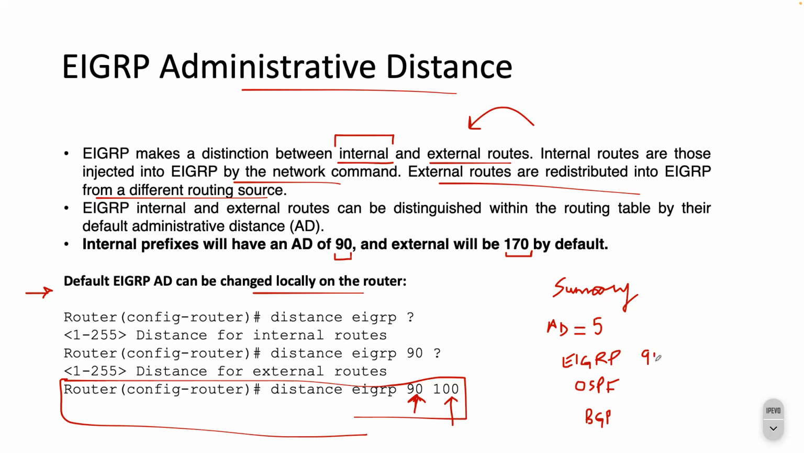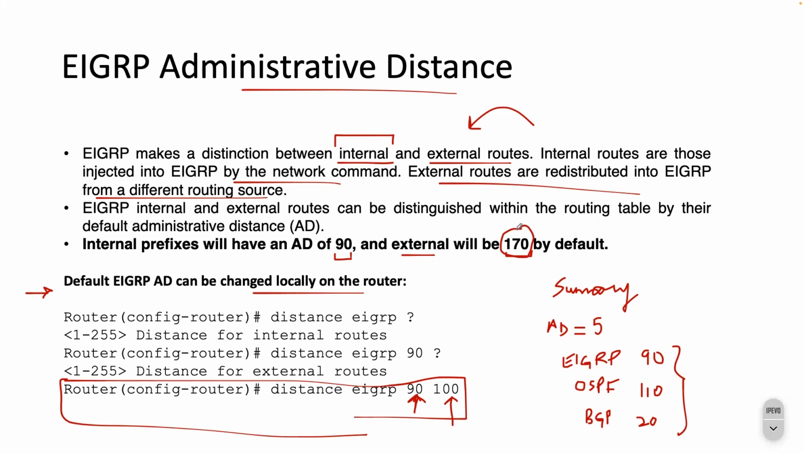EIGRP has a default AD of 90. OSPF has its own, 110. If it is BGP, it may be 20 or 200. So this AD, what is the value 170? It is external. When I'm redistributing any other protocol routes within my EIGRP, those routes will be considered external EIGRP routes. And how will they be identified? With this AD value of 170, they will be identified as external routes.